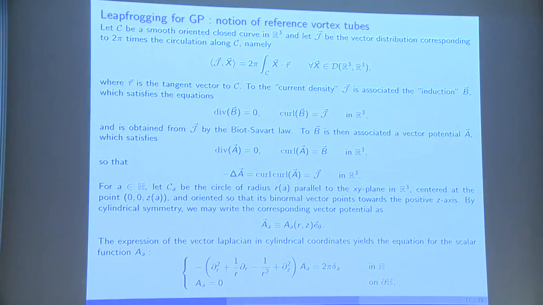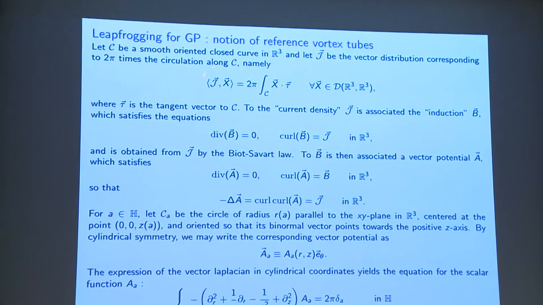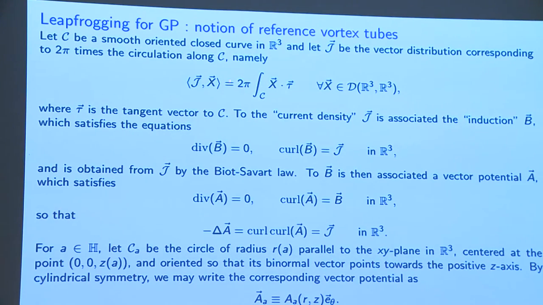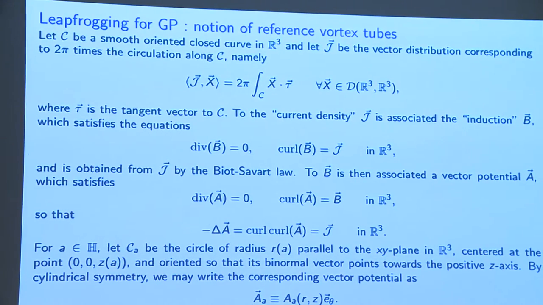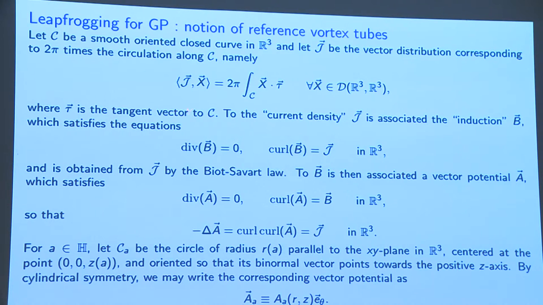So to do that, I consider an arbitrary oriented curve in R3, which I see as a line of current capital J, and I consider the vector distribution, which has a 2 pi. This is something also which is important for Gross-Pitaevskii, one of the main differences with Euler. There is this quantization for Gross-Pitaevskii, which you do not need for Euler. So I consider 2 pi times the integration along the curve C, so this is a vector distribution, this is just the circulation along the curve C.